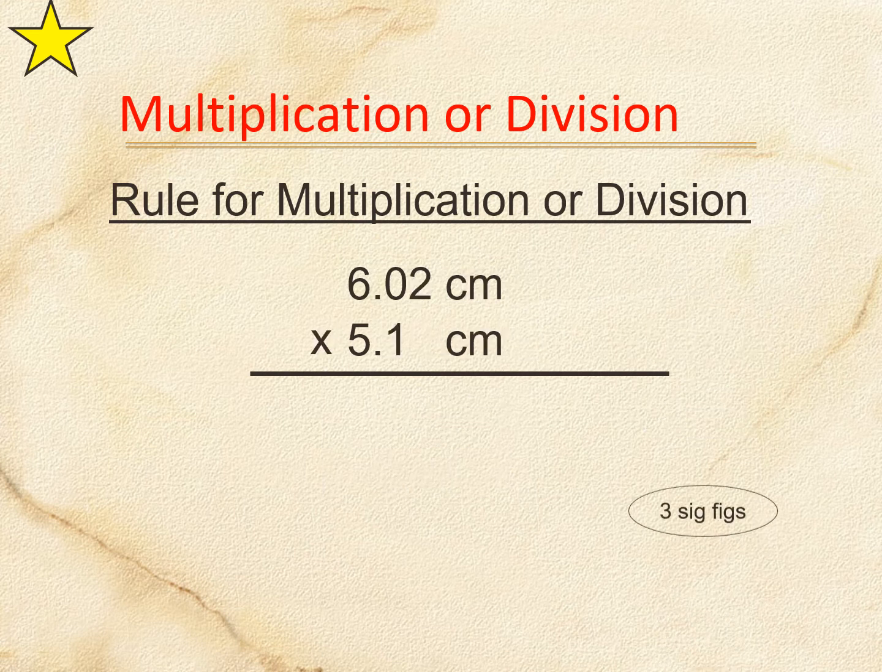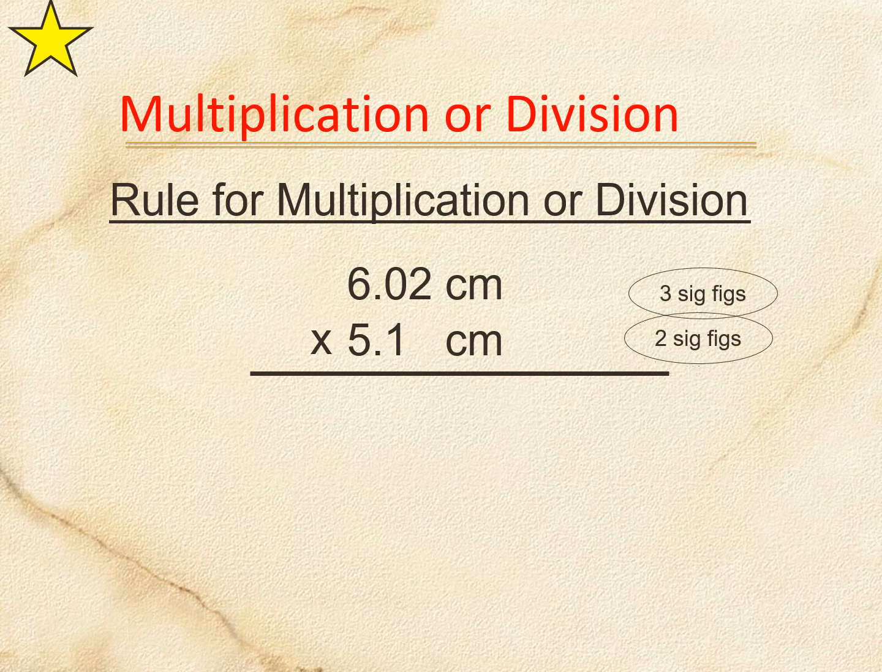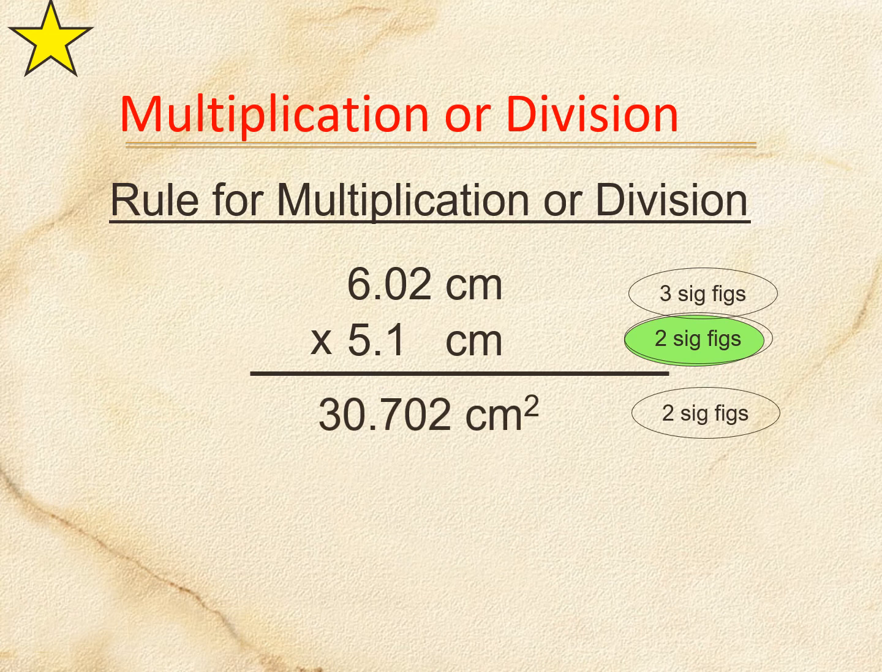Okay, so 3 sig figs, 2 sig figs. Answer can only be 2 sig figs. So when you multiply, you round that first 0 to a 1 because that 7 is 5 or greater. So your answer is 31 centimeters squared.